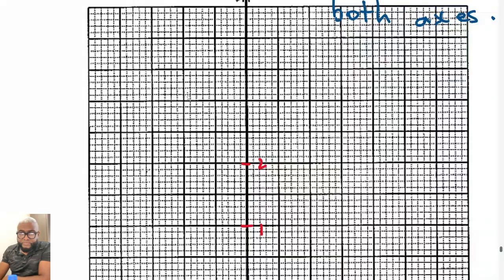Everybody getting problems to plot a point still? A parent messaged me in this group, I can't remember which parent it was, and she told me that their child is still having a lot of trouble with these graphs. A lot of trouble.